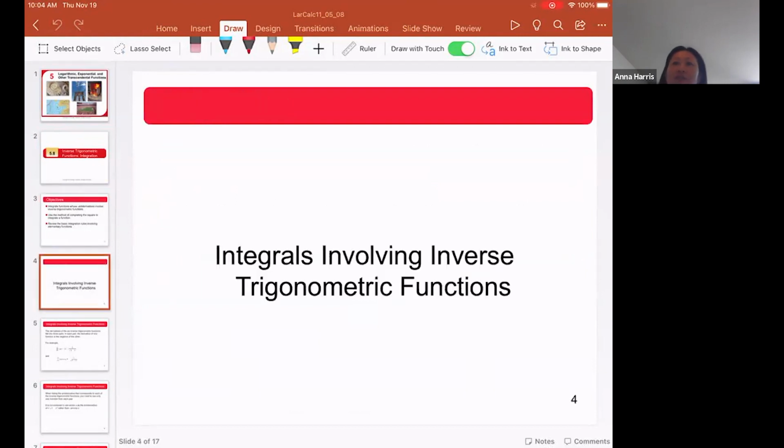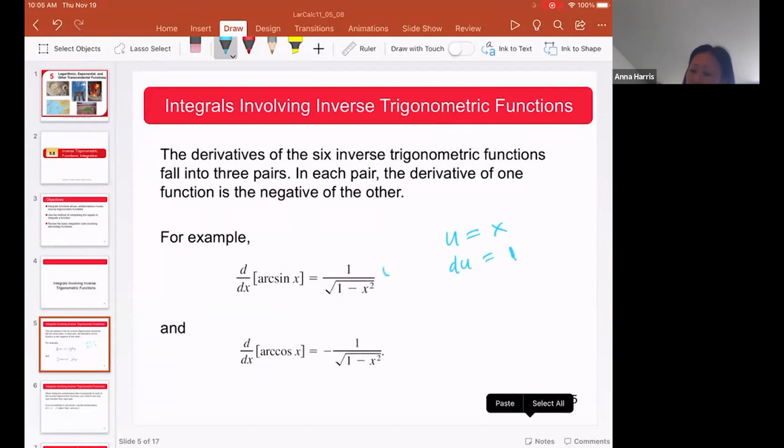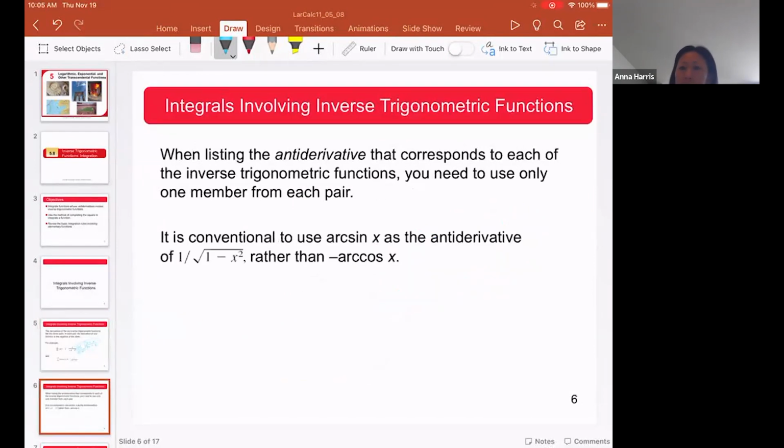All right, integrals involving inverse trigonometric functions. We learned this one yesterday. The derivative of arcsine is equal to 1 over square root of 1 minus x squared, because your u is x and du is 1. So when you plug it into the formula, which says u prime over square root of 1 minus u squared, u squared is x squared, and du is equal to 1. That's why you have a 1 here. Same thing over here, we do it exactly the same way.